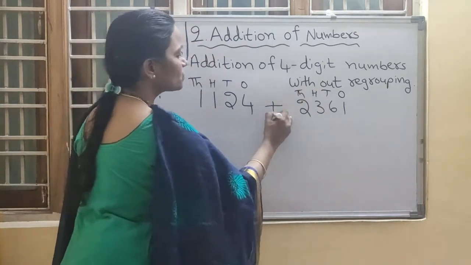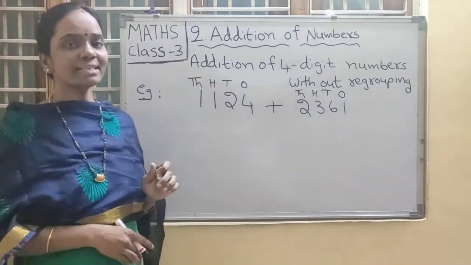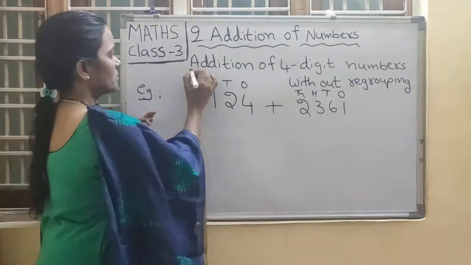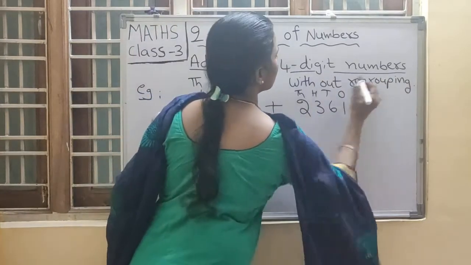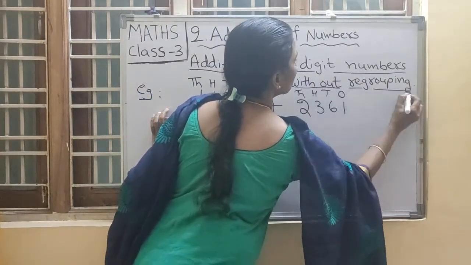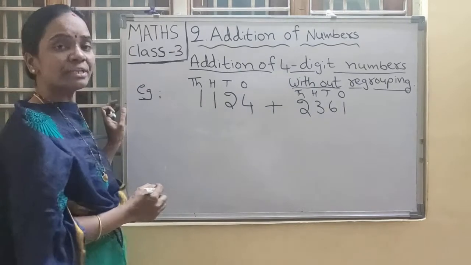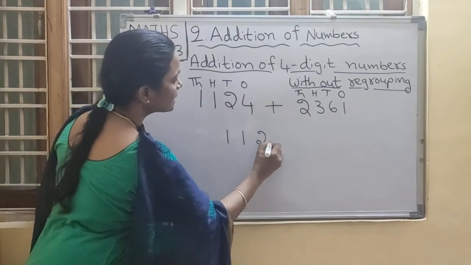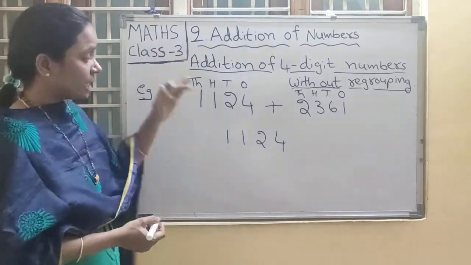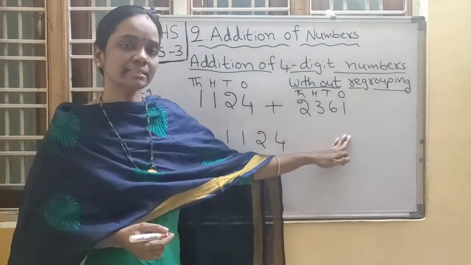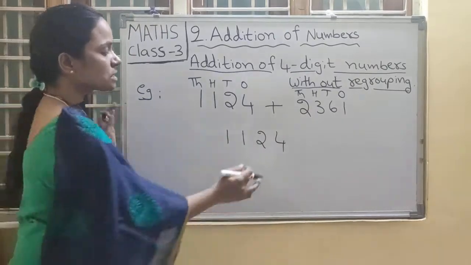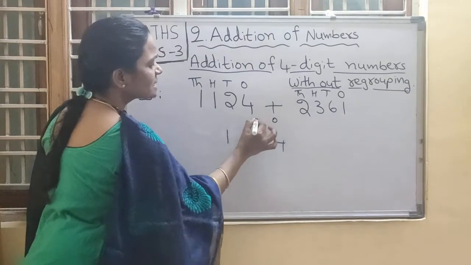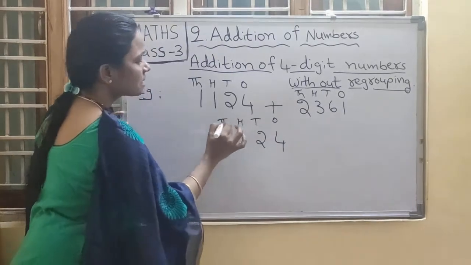Now add these two numbers. What is the symbol of addition, children? Plus. Now I am going to add these two numbers, so addition of 4-digit numbers without regrouping. First, what we have to do? Take the first number, 1124. Below it write down the second number. That too we have to start with ones place. Write down the places: ones place, tens place, hundreds place, thousands place.